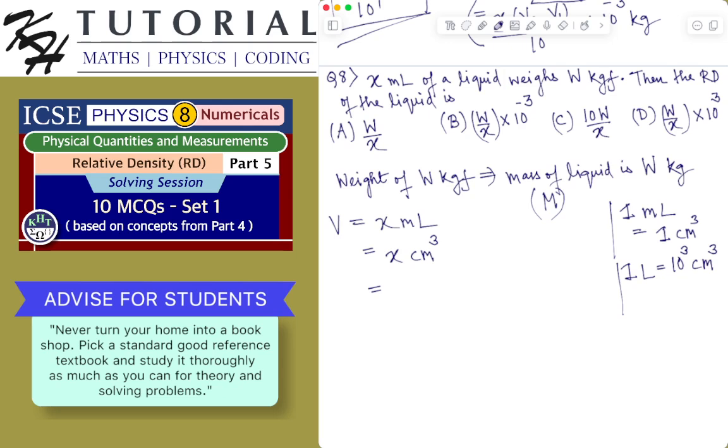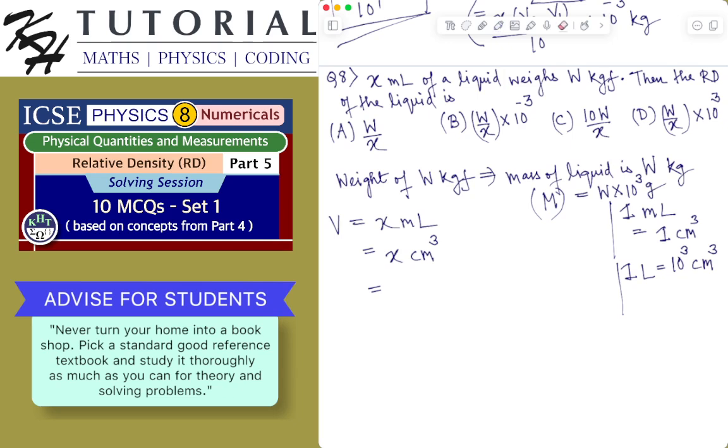Okay, so this will be equal to... it's better, since we know the volume is given as x centimeter cube, let's convert the mass into gram. So the mass m will be W multiplied by 10 to the power 3 gram. So the volume is x centimeter cube and the mass is W into 10 to the power 3 gram.